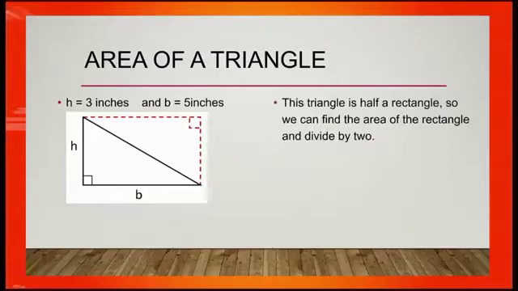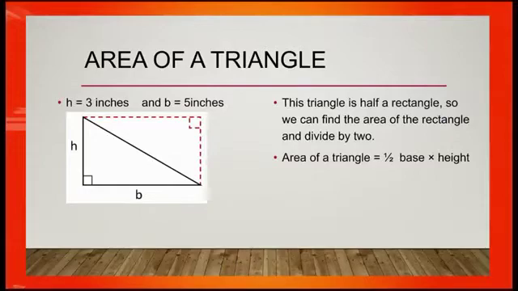So here we have the triangle is half a rectangle. So we can find the area of the rectangle and then divide it by 2. So let's look at that. How do we find the area of a rectangle again? We would say base multiplied by height. So if the triangle is half the rectangle, we pretty much say the area of a triangle is half base multiplied by height. And there you go.